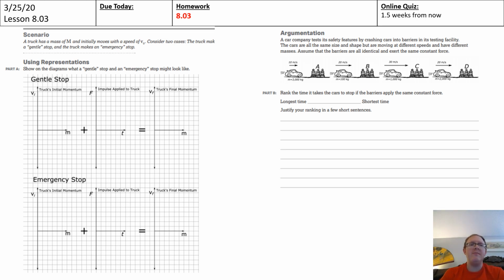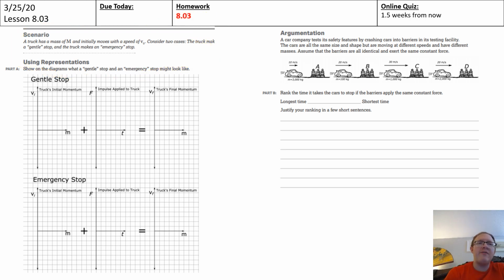Let's head into momentum. So now we're looking at momentum graphs. Here we have a truck of mass m moving with a velocity of v. Looking over here, you have a truck with a mass m and a velocity of v, and there's two cases. In both cases, it has the same speed and the same mass, just it has to do a really quick stop versus a very long stop.